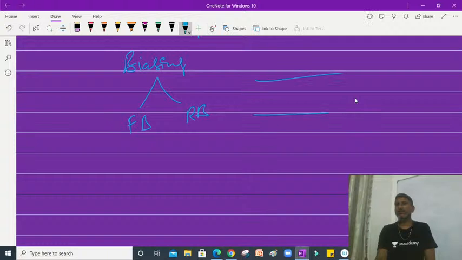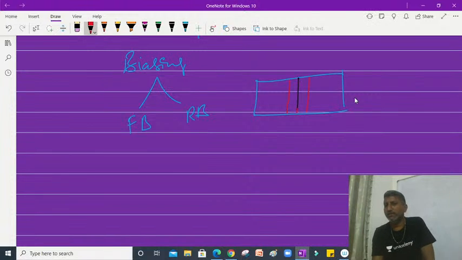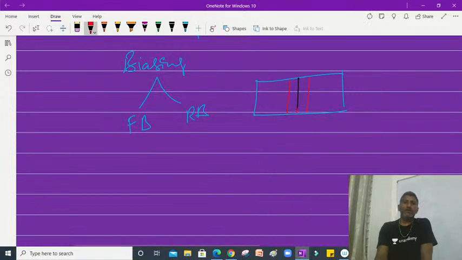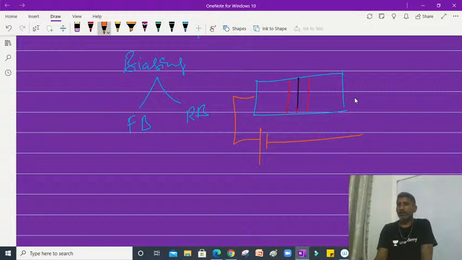You see, students, this is a sample semiconductor material. Here is a junction. Suppose this is the junction. Now here is the potential barrier, otherwise called the depletion layer. Now suppose we are connecting the positive terminal of the battery to this side, negative terminal to this side. So this is p-type material, this is n-type material, for example.